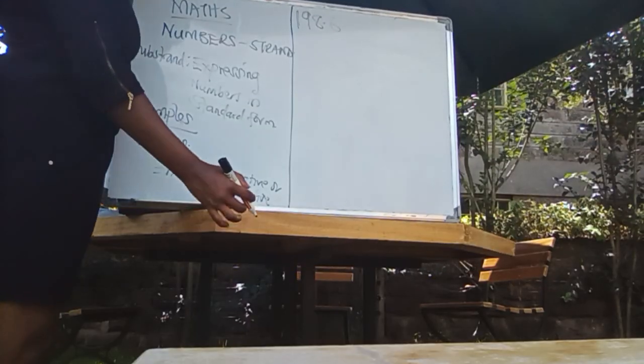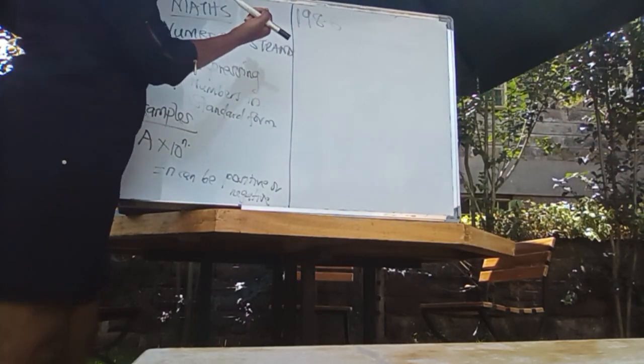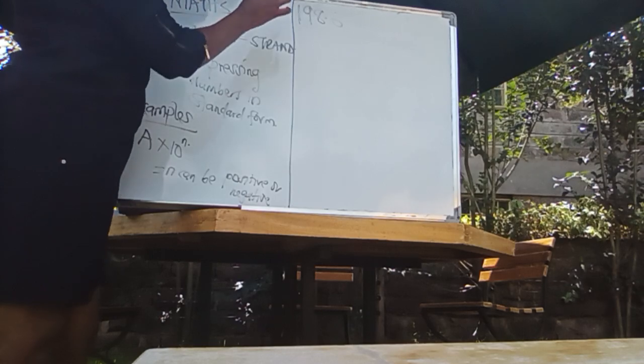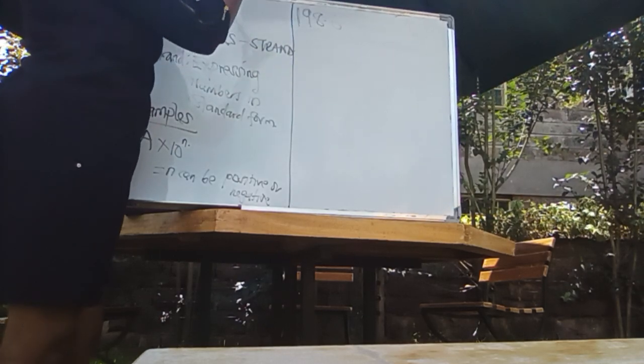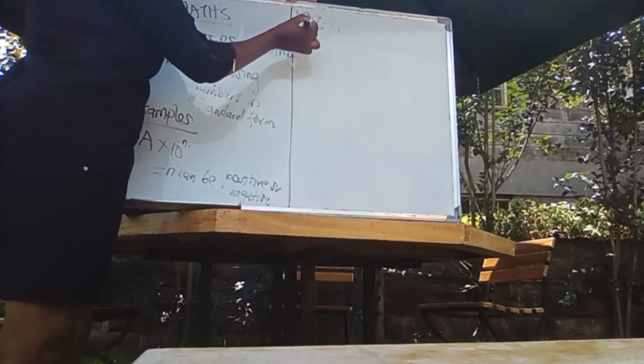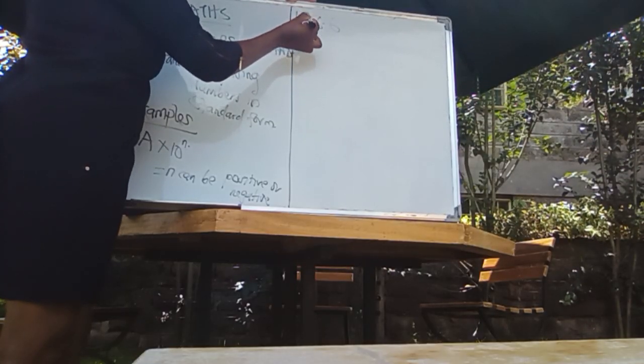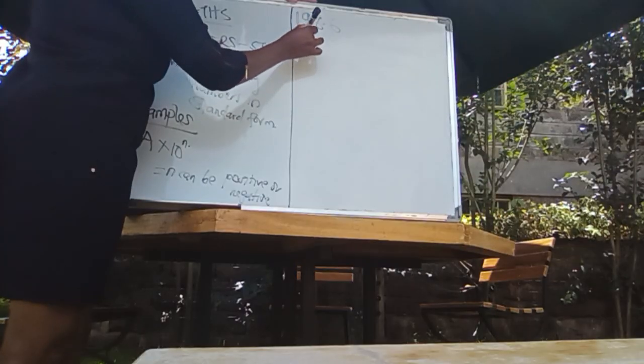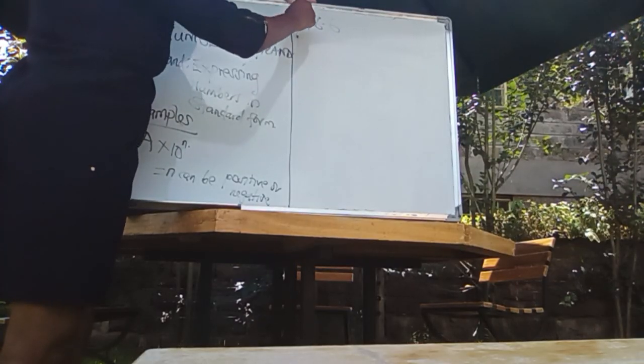How do you do this? For it to be a number equal to or greater than 1 but less than 10, we insert the decimal here, which is going to be 1, 2. So you say it is going to be 1.